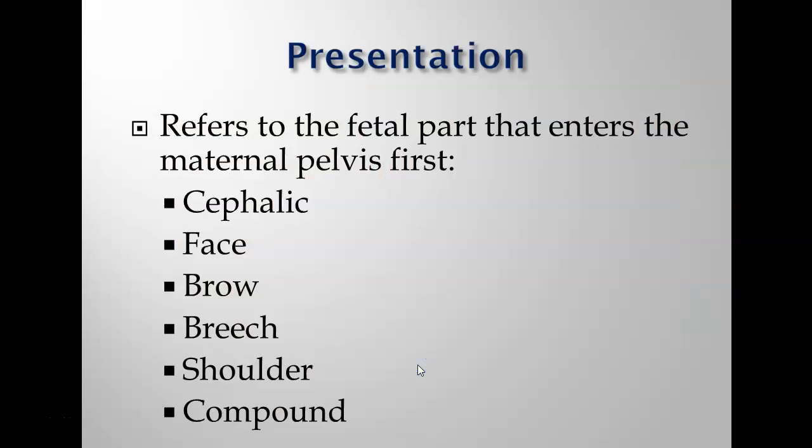The presentation refers to the fetal part that enters the maternal pelvis first. So in a vertex position, we're hoping it would be the cephalic, or the head. But they may not be fully flexed properly, so you may notice that their face is coming out first, or their brow, or they may be in a breech presentation, which would be their buttocks or a foot. They could be a shoulder presentation where the shoulder is coming out first, or they could be in a compound presentation, which is their head plus usually a hand or something on top of the head that's both trying to come out at the same time.